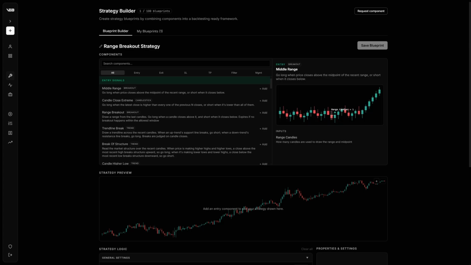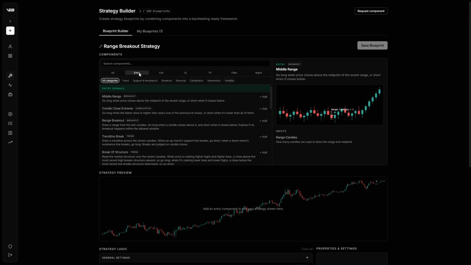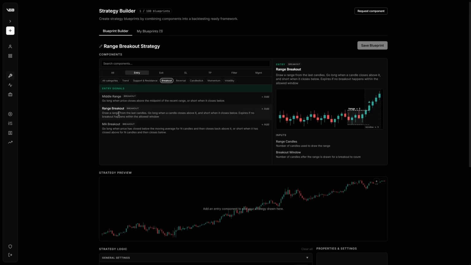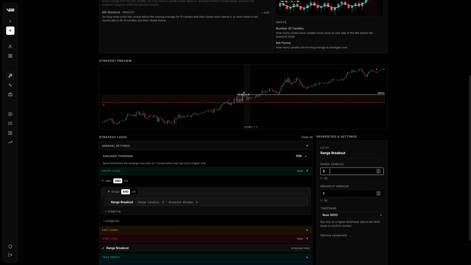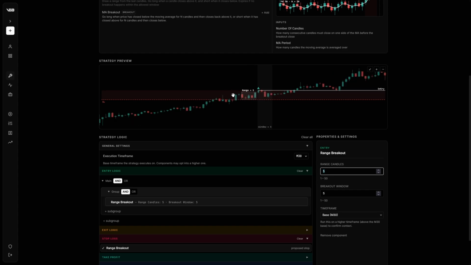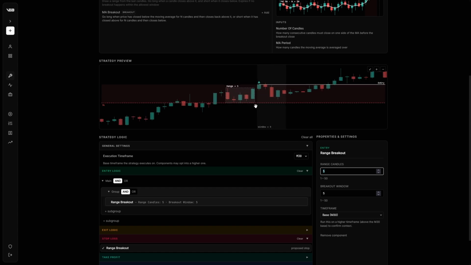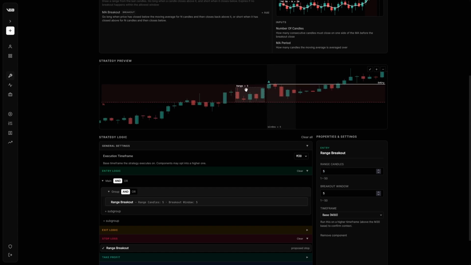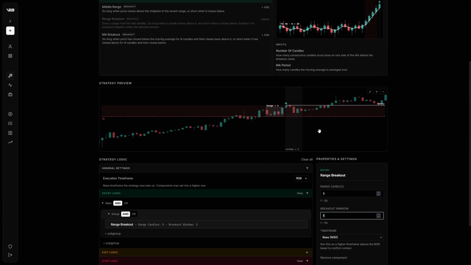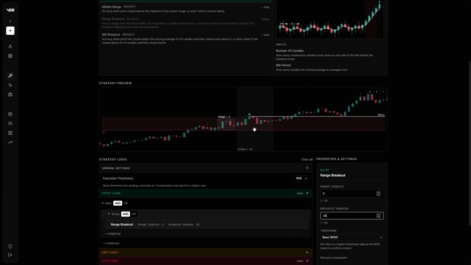I need a clean breakout blueprint that we can test and optimize properly. Let's start with the entry logic. I'm going to use a simple range breakout model. The first input is the range length, so how many candles are used to define the consolidation zone. So essentially, you look back a certain number of candles, identify the high and low of that window, and that becomes our breakout range. Then I'll define the second parameter, the breakout window. This sets how many candles after the range is drawn where a breakout is considered valid. So the market has to break out within this specific time window after consolidation forms.